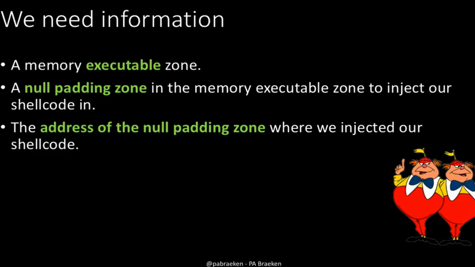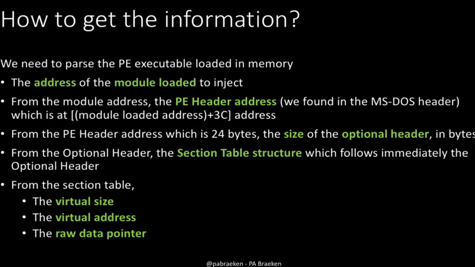You have to find an executable memory zone, a null padding zone in the memory of the remote process, to inject your shellcode. You need the address of the null padding zone to inject your shellcode. Then you will need to parse the PE executable dynamically. The PE is running in memory, so you need to parse it dynamically. You will find the address of the loaded module to inject, and basically, sequentially, you will find all the information that you need until the padding zone.